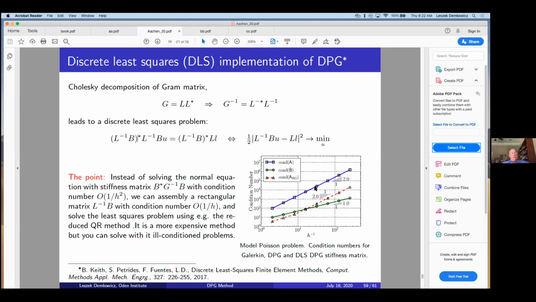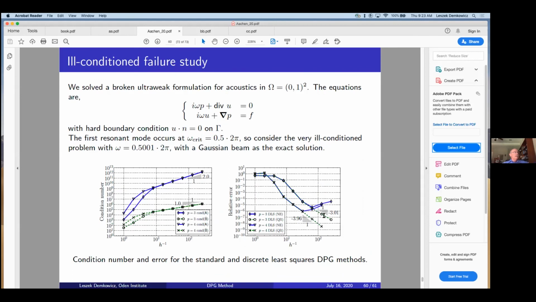So you're solving larger systems, the constant goes down. But if you're solving that as least squares, you have this green curve. And if the green curve initially is losing to standard Galerkin, then eventually it's winning, with the condition number only of the order 1/H. And this is an example of a problem that we solved using this technology.